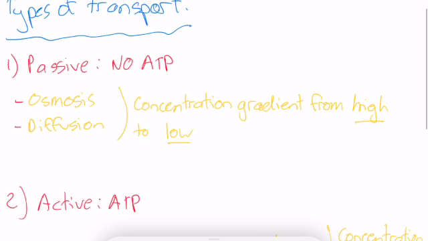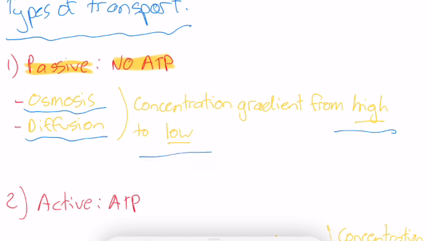So the first type of cellular transport that I'm going to talk about is passive. The most notable thing about passive transport is it does not require ATP to be able to occur. So we see it in things like osmosis, in things like diffusion, both of which hold the same trend of a concentration gradient from high to low, which reflects on why there is no need for an energy source to move material in this way.